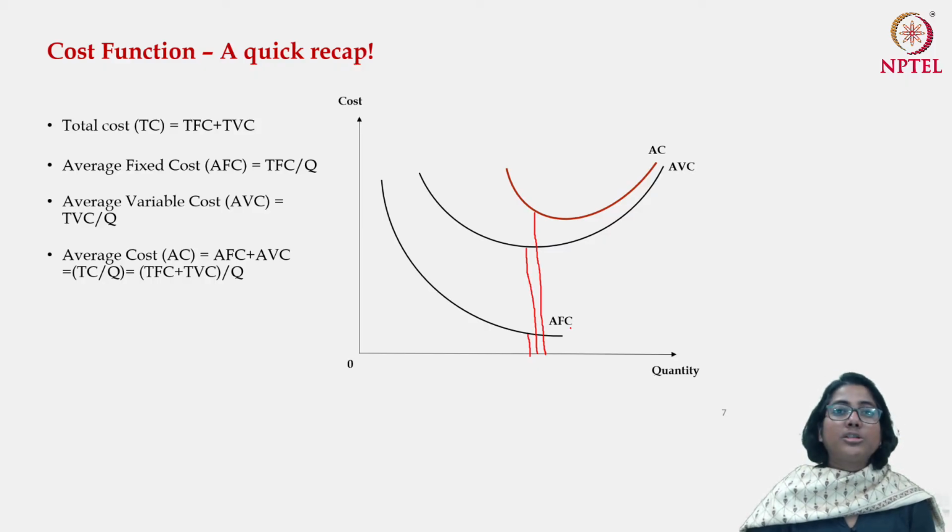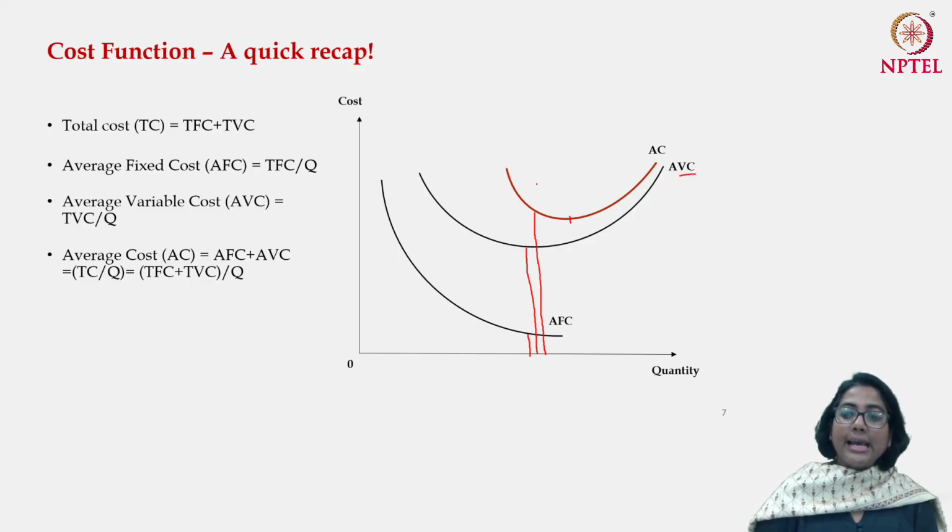Initially, the average cost declines. This is dominated by the decline in the average fixed cost curve. However, after a point of time, the dominance goes to the average variable cost, and you can see that after this point the average cost starts rising because the influence on average cost is more by the average variable cost. However, what we actually get is the U-shaped average cost curve.